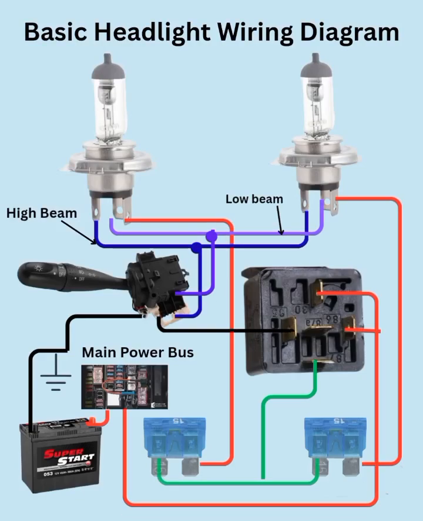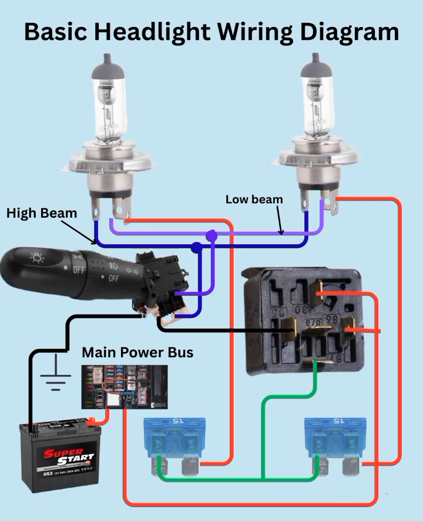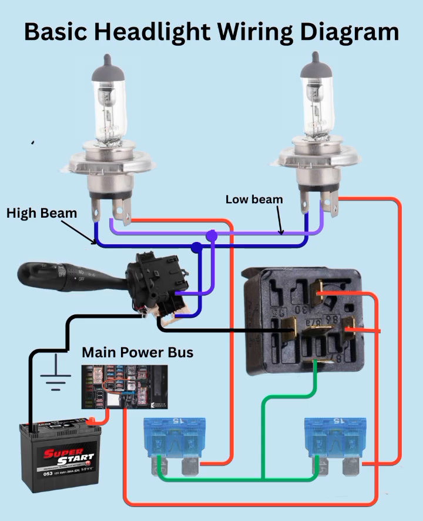In this video, I will discuss a specific headlight system issue based on the wiring diagram shown on the screen. The problem occurs when the headlight switch is turned on. Both the low beam and high beam headlights fail to illuminate. However, when the passing or flash-to-pass switch is activated, the headlights suddenly illuminate.